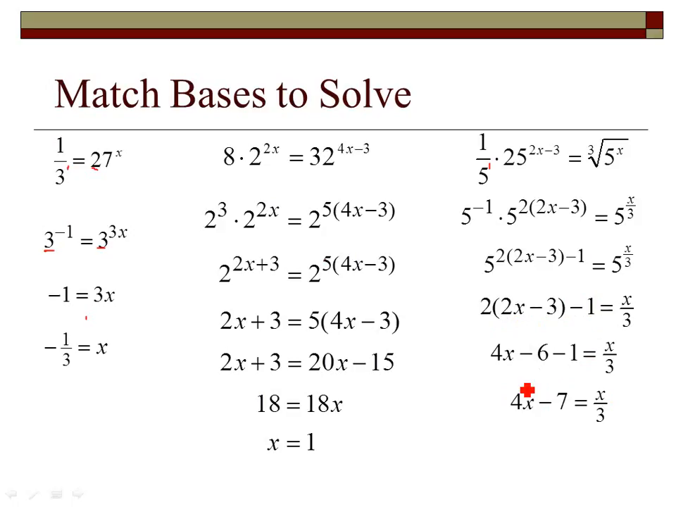I'm going to multiply both sides by 3. We get 12x minus 21 equals x. So I'll get 11x equals 21. Let's move the 21 to that side, subtract x, and then divide by 11. I get 21 elevenths. Okay, so once you get done matching your bases, it's just doing algebra.